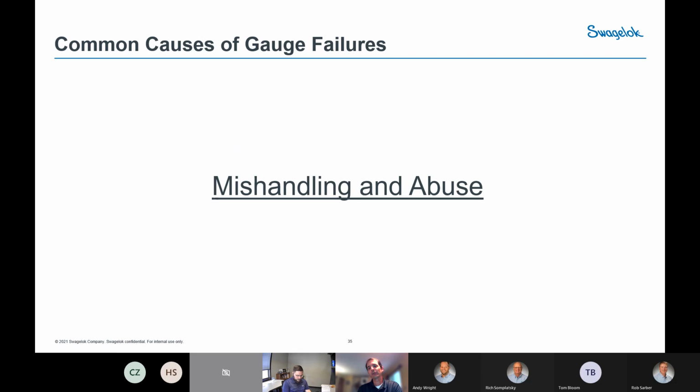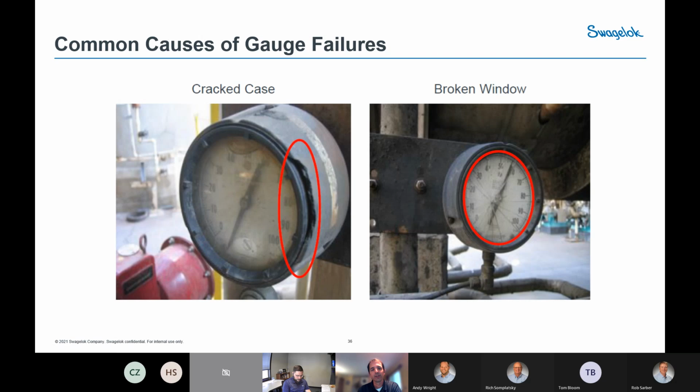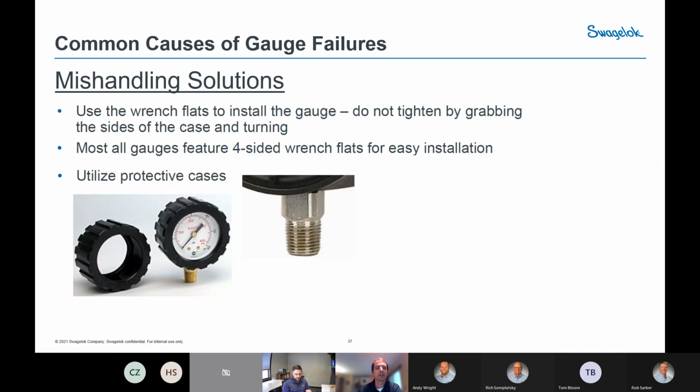So mishandling and abuse, you see this quite often, especially in large industrial type plants. Here's an example of a cracked case, and that could be somebody hit it with a toolbox or a tool accidentally, or you might have a broken window like you see over here. And that's just an awareness thing and being cautious, but there are some options here.